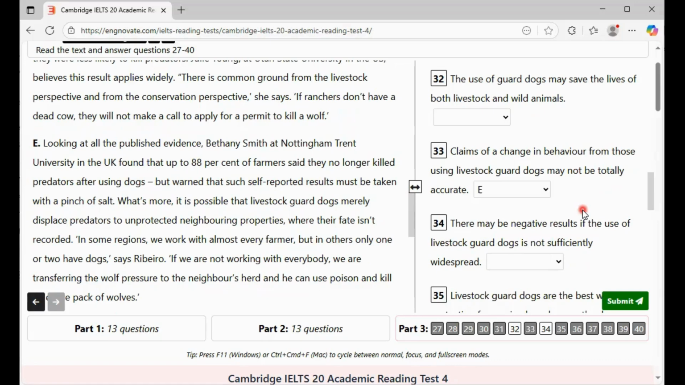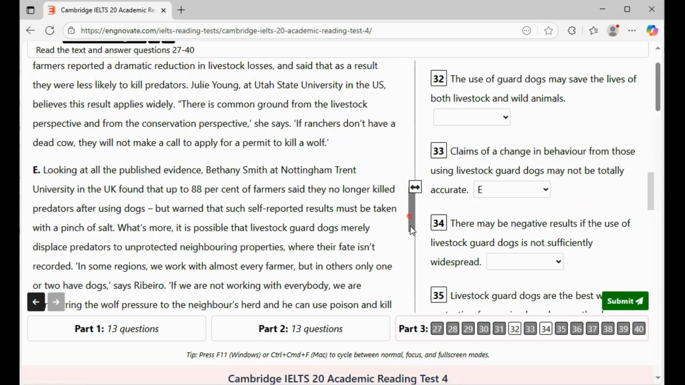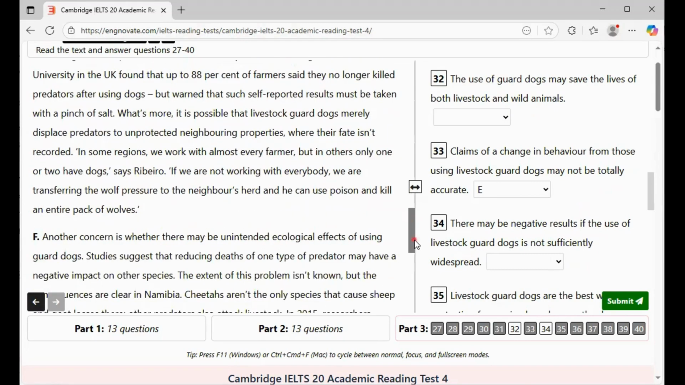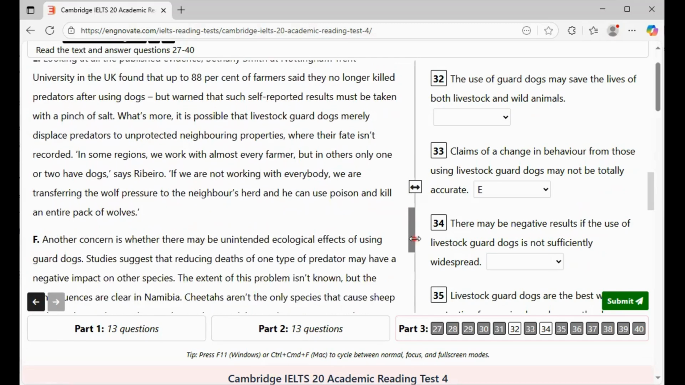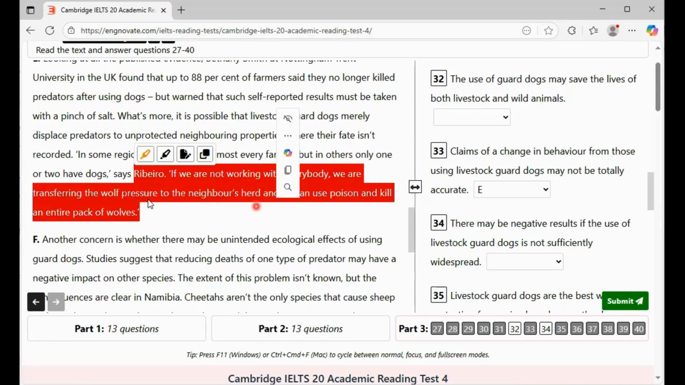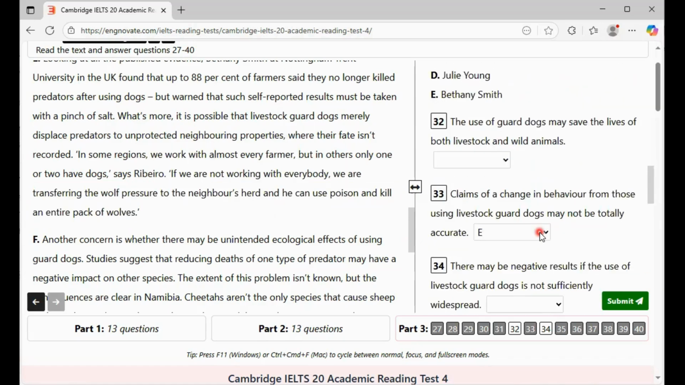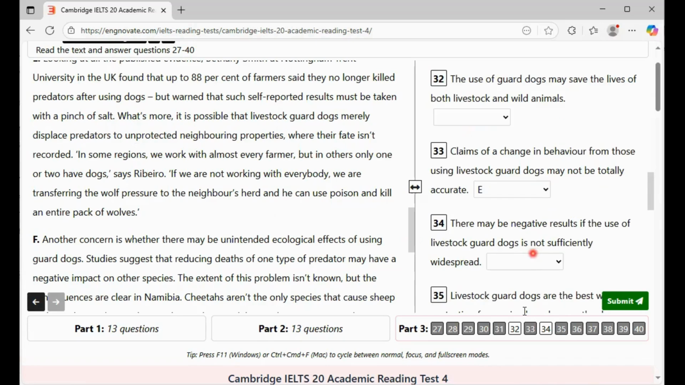And then number 34. Let me see. There may be negative results if the use of livestock guard dogs is not sufficiently widespread. Is not sufficiently widespread. Hold on. This is going to be Ribeiro. If we are not working with everybody, we are transferring wolf pressure to the neighbor's land. That's Ribeiro. Number 34 is going to be B, Ribeiro.